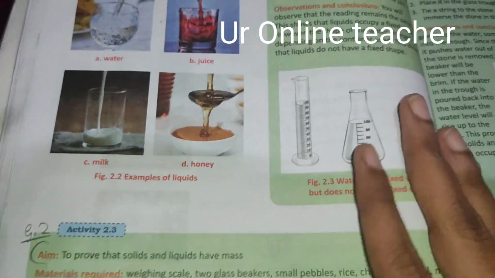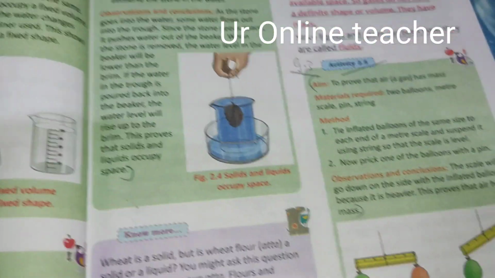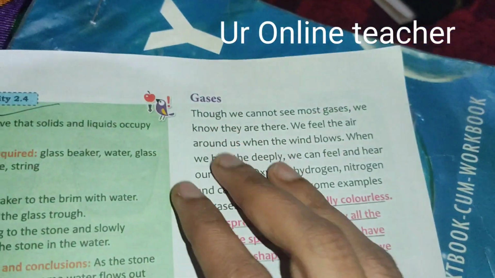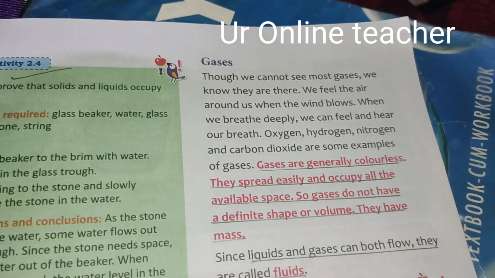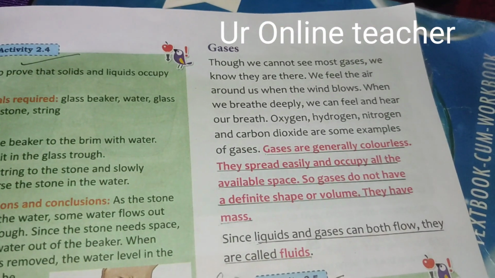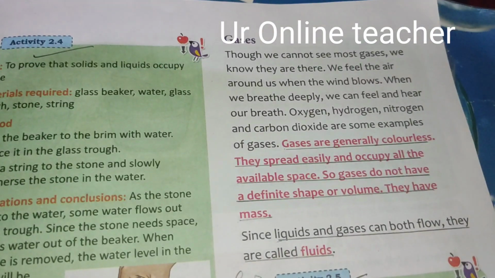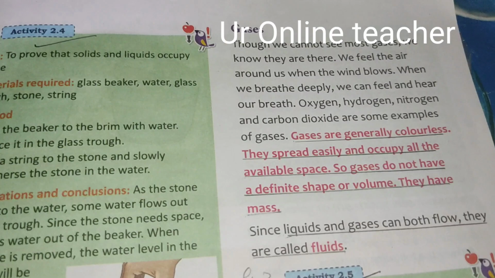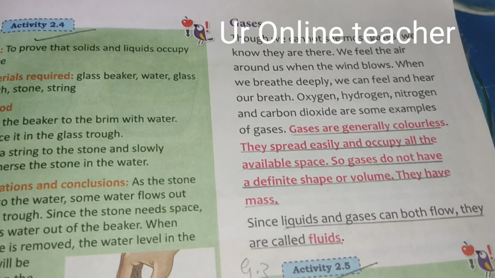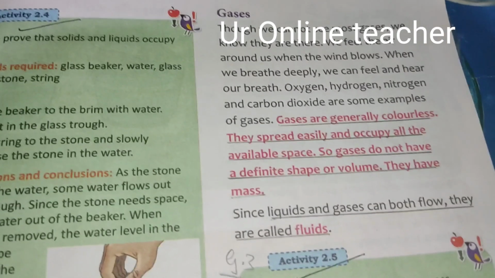Then next is gases. Though we cannot see most gases, we know they are there. Can we see gases? No, but we know that gas is there. We feel the air when the wind blows. When we breathe deeply, we can even feel and hear our breath. Oxygen, hydrogen, carbon dioxide are some examples of gases.